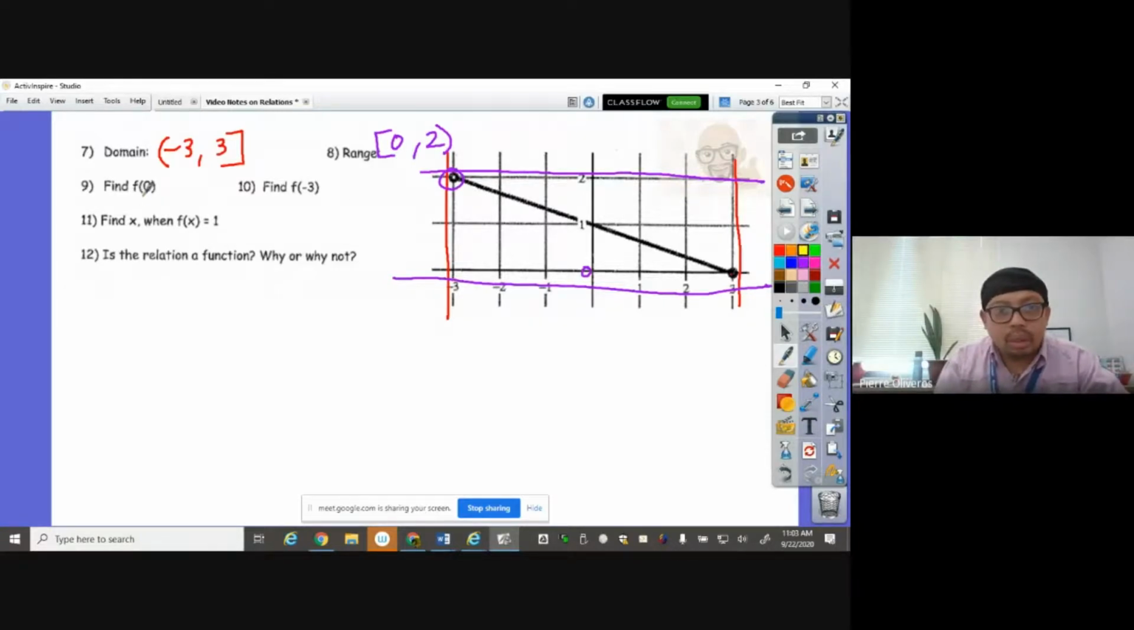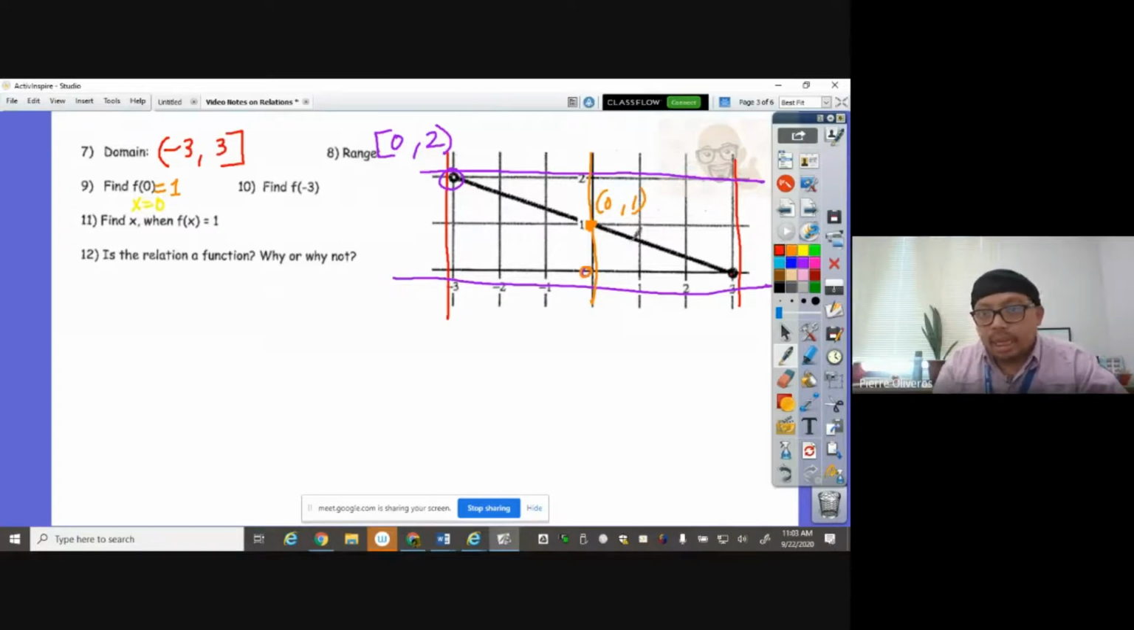Now find f of 0. So again, the meaning of this one, the value of x here is 0. So when x is 0, where's 0 on the x? Right here. So draw a vertical line and it crosses right here. So here x is 0, and the value of y is 1. So therefore the value here is 1.